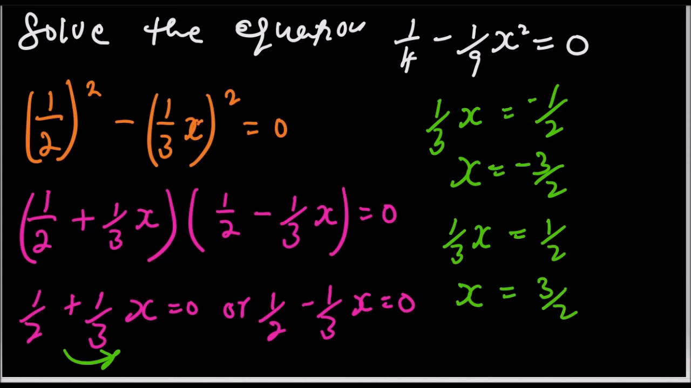So those are the values that satisfy. This means that we can now write x is equal to either minus 3 over 2 or 3 over 2. Those are the values that satisfy our equation. So it depends on the way your equation is.